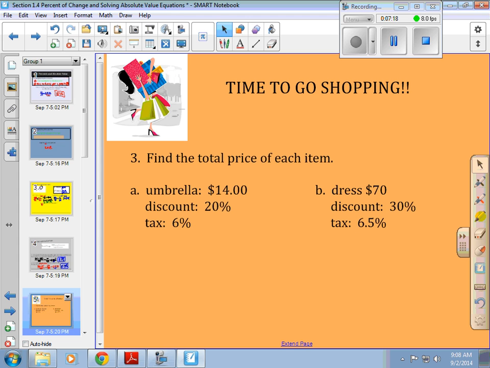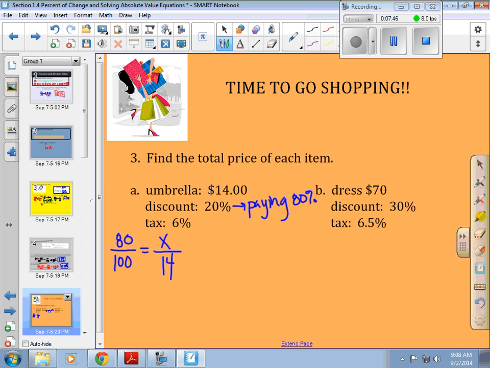Well, one way to think about this is to figure out, well, the discount is 20%, so what percent am I really paying? Well, I am really paying 80% of the original. Okay, so let's set up to figure out what that would be. 80% I can write as 80 over 100, and we want to know what that would be, so x out of the original 14.